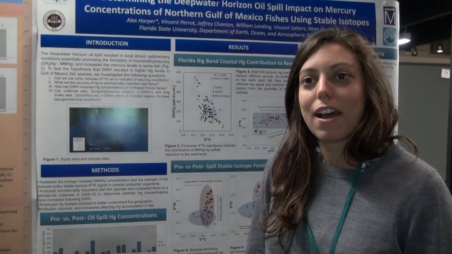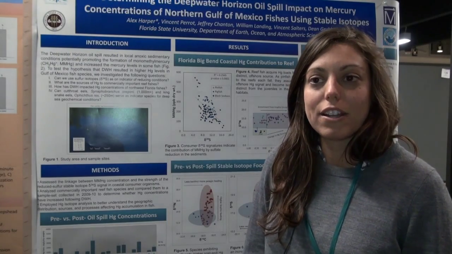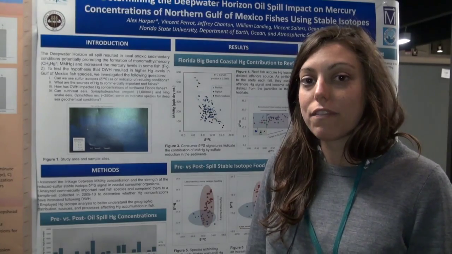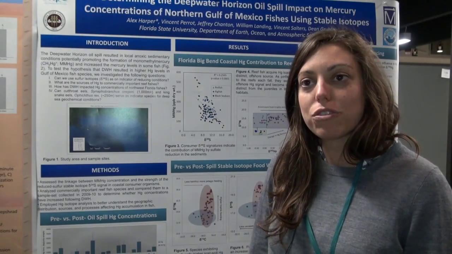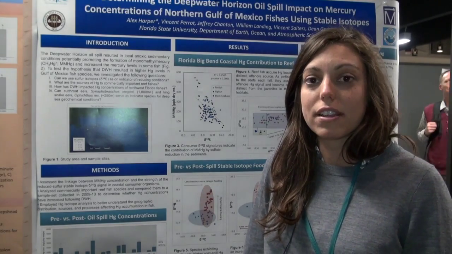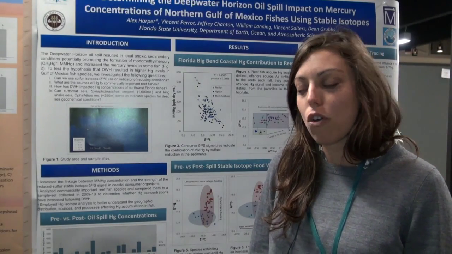Going forward, we definitely need a better understanding of the baseline of these different elements in different habitats. So the carbon and nitrogen isotope signatures we're finding are highly variable depending on which ecosystem we look at, which makes certain cross comparisons difficult.